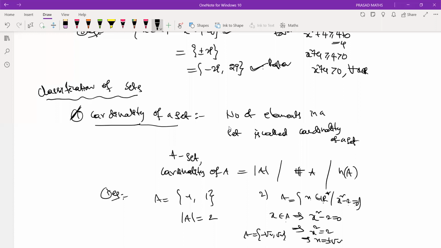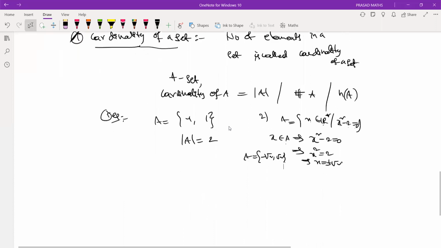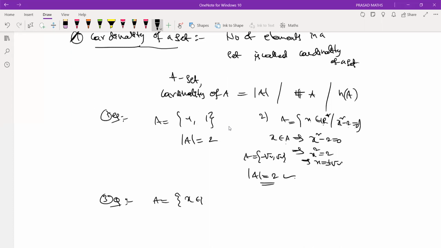Therefore, what is the cardinality of A? 2. Suppose you take this: what is the cardinality of A, {minus root 2, plus root 2}? Cardinality is 2. Yes or no? Yes, sir. Suppose you take the set of all real numbers such that x cube equals 1.